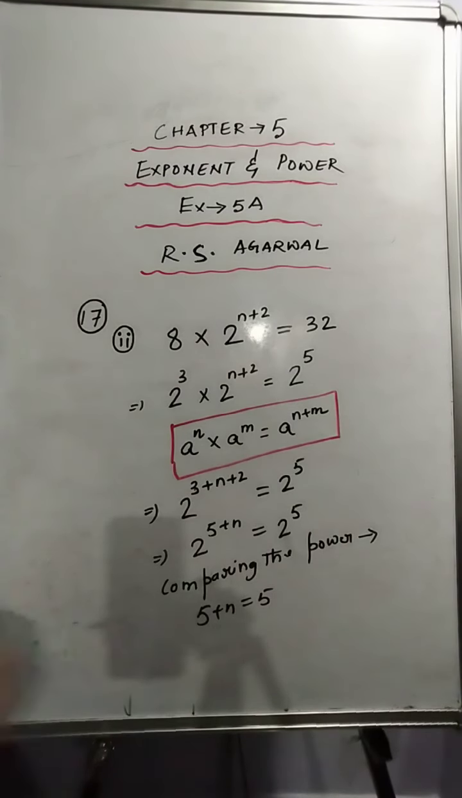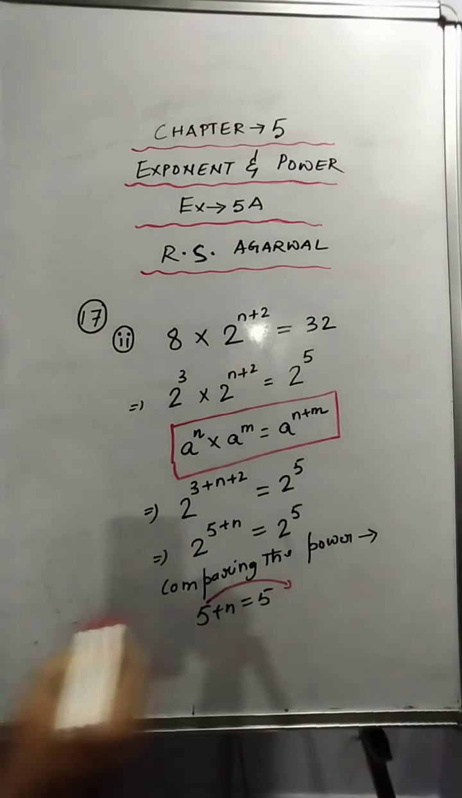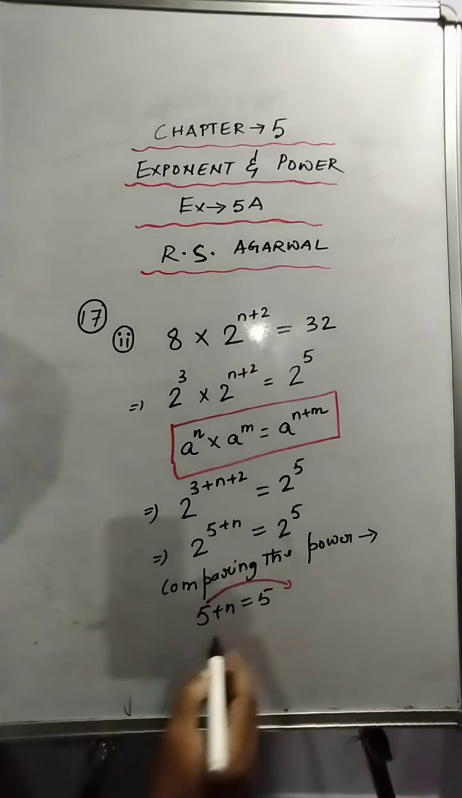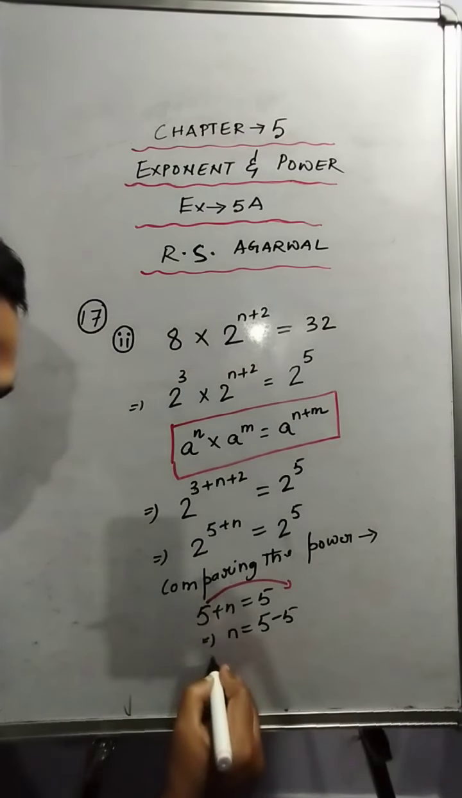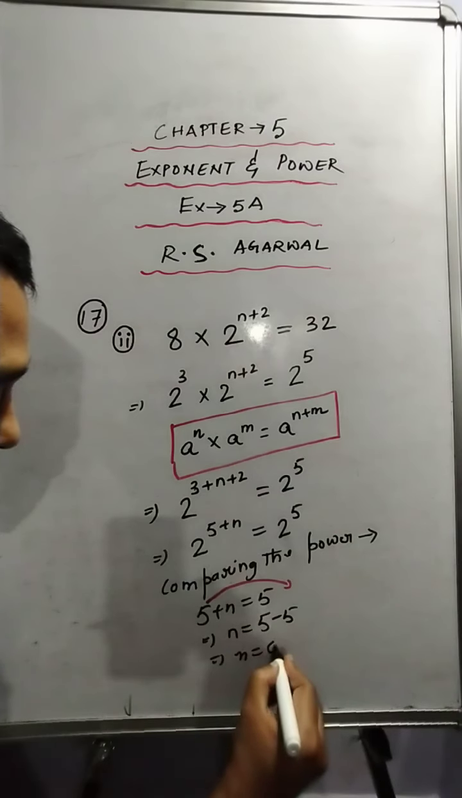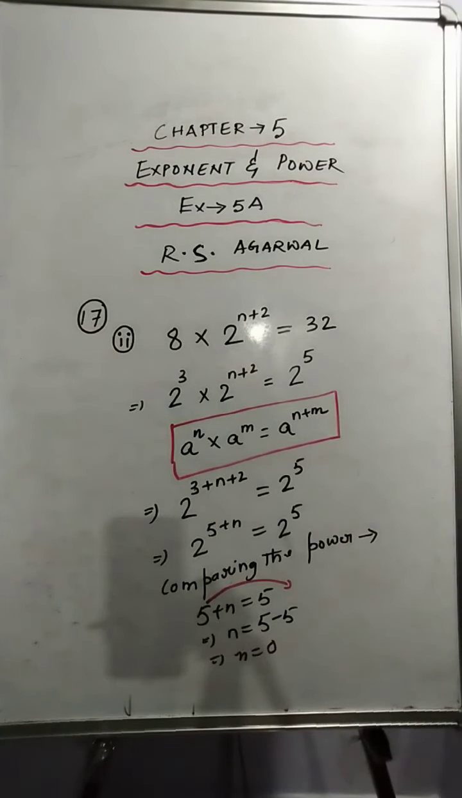Now to get the value of n, what we have to do? We have to transpose this 5 towards the right hand side. So it will look like n would be equals to 5 minus 5. So the value of n is 0. So this is the required solution of sum number 2 of question number 17, students.